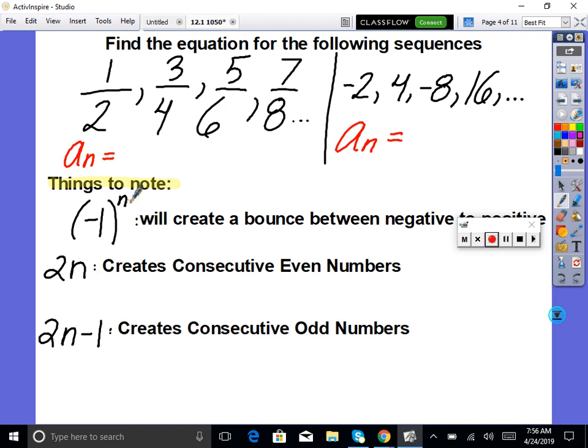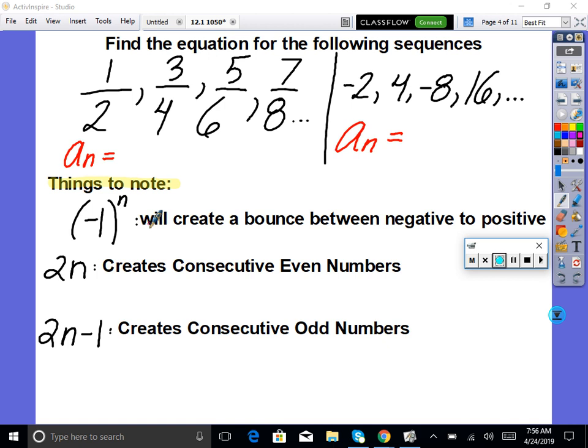If we have negative 1 to the nth power, that will create a bounce between positive and negatives from term to term. Think about why. If we have negative 1 to the first, that's negative. Negative 1 squared would be positive. Negative 1 cubed would be negative. So that would create a bounce of positive to negative if you had a negative 1 to the n in your equation.